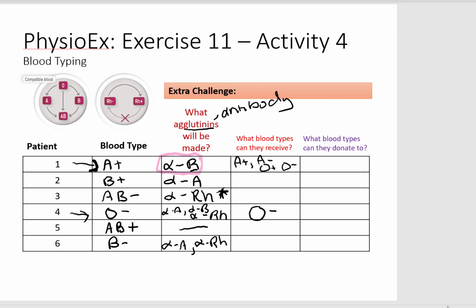Well, how about AB positive? How about patient 5? All of them. All 8. All of them.